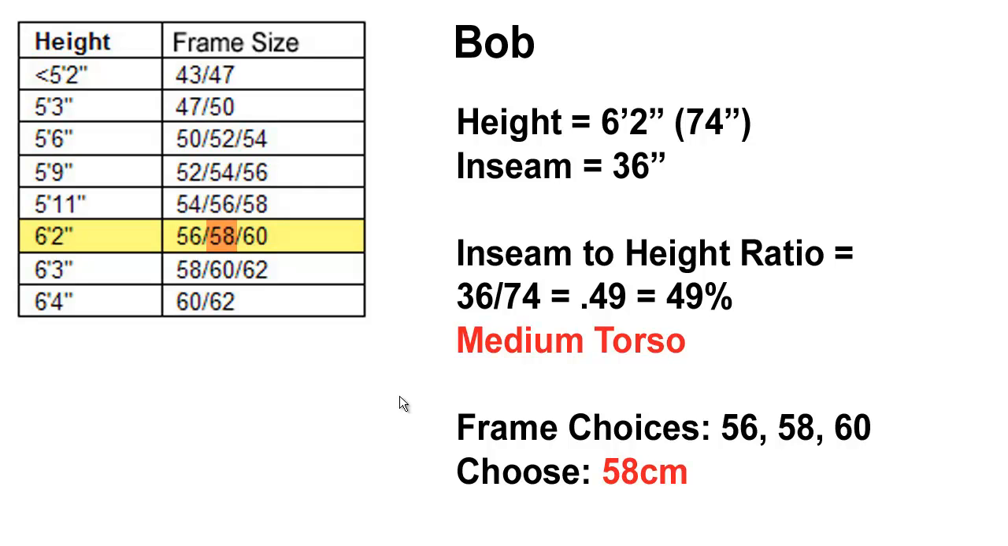Let's look at a few simple examples. Bob has a height of 6 foot 2 inches, which is the same as 74 inches. His inseam is 36 inches, giving him an inseam to height ratio of 49%. That gives him a medium length torso because it's between 45 and 50%. He has a frame choice of 56, 58, or 60 centimeters, as we can see here from the chart. Because Bob has a medium torso, we will pick the middle number. The final selection is 58 centimeters.